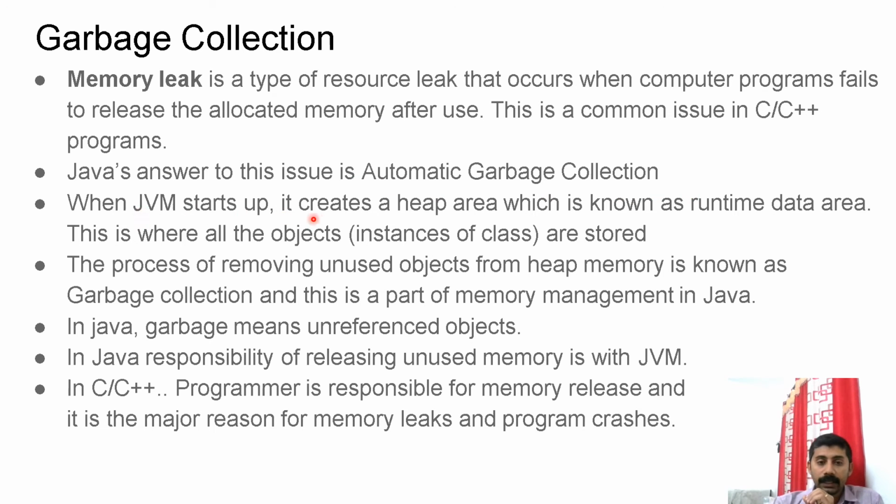When JVM starts up, it creates a heap area which is known as the runtime data area. This is where all the objects, instances of classes, are stored. The process of removing unused objects from the heap memory is known as garbage collection, and this is part of memory management in Java. In Java, garbage means an unreferenced object, an unused object. You don't need it anymore, so you can remove it. Such objects are known as garbage. In Java, the responsibility of releasing unused memory is with the Java Virtual Machine, not with the programmer.